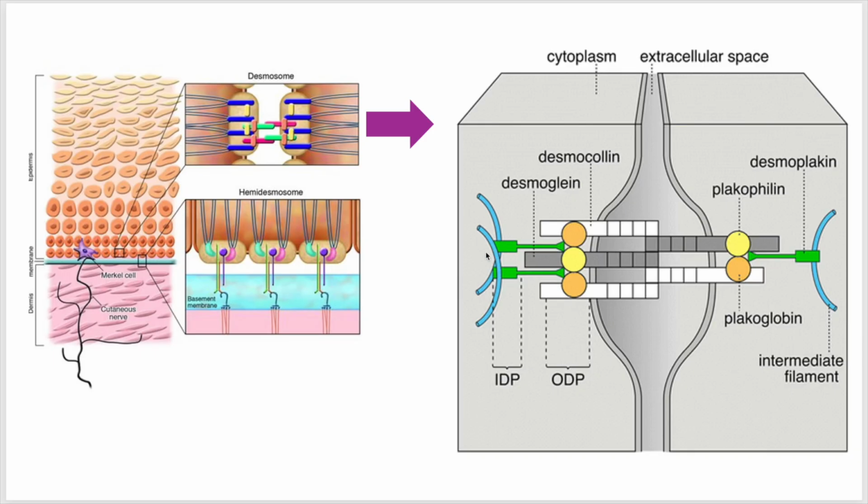And from a clinical perspective, this is essential in understanding diseases such as pemphigus vulgaris, where the autoantibody will attack the desmoglein, which usually is desmoglein 3, leading to loss of cohesion between the keratinocytes, a process called acantholysis. And we will contrast that with the hemidesmosomes in the next slide, which anchor the basal keratinocytes to the basement membrane.